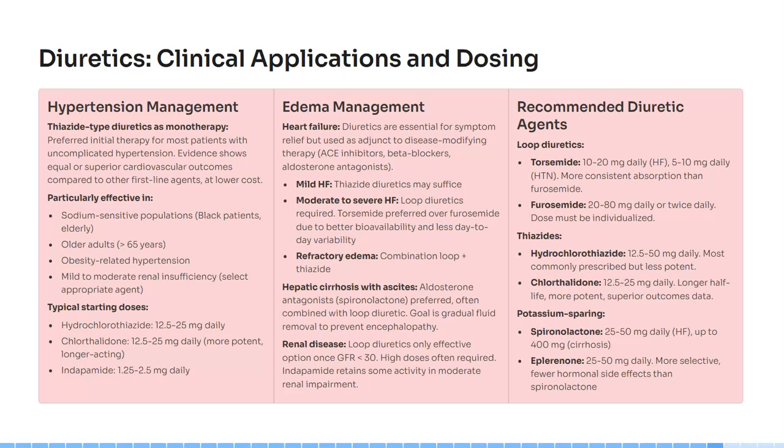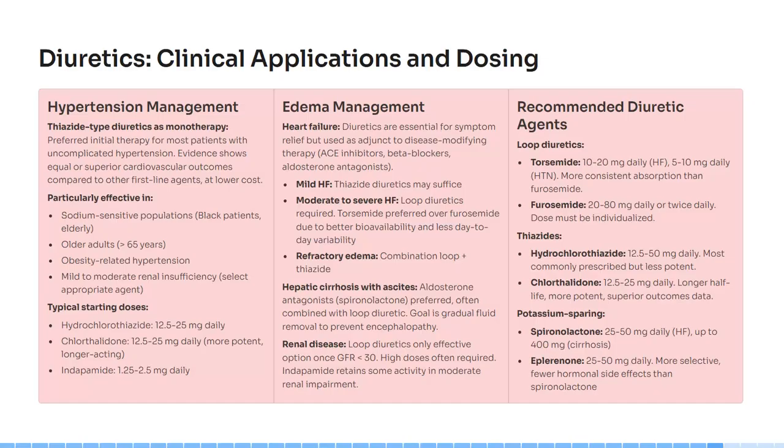Some typical starting would be HCTZ at 12.5 to 25 milligrams daily. Chlorthalidone, which is really good. Remember, that one's more potent, longer acting. Chlorthalidone is great. Not used often enough.